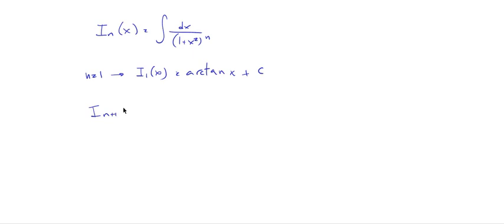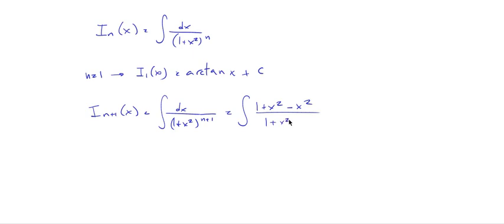Well, we can apply integration by parts to this, right? So this is the primitive of 1 over (1 plus x squared) to the n plus 1, and we have to find the primitive of this using integration by parts. But before doing that, what's easy to see is that we can write the numerator as 1 plus x squared minus x squared, right? This is 1, we're just summing and subtracting x squared.